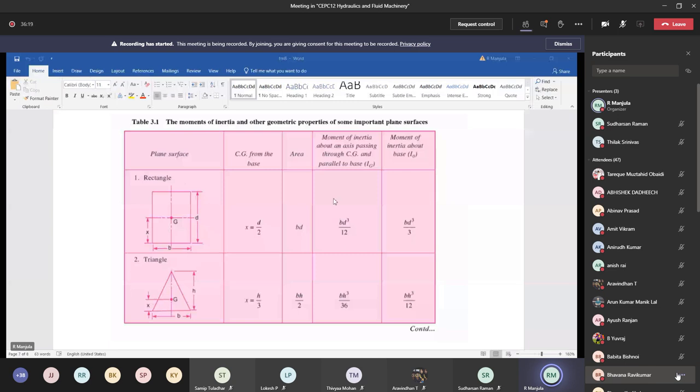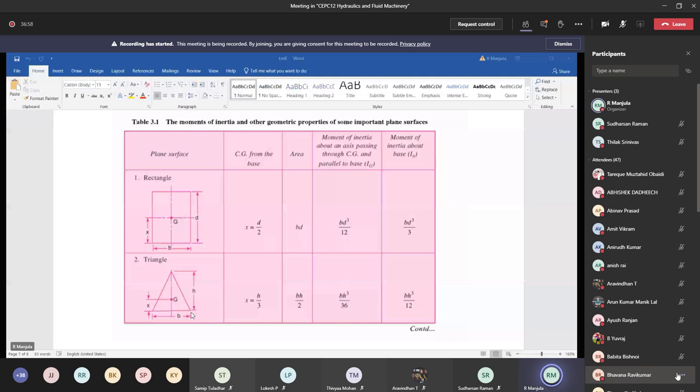Now similarly for a triangle, B is the base and H is the height, x is the distance from the base, and G is the center of gravity. Then x is nothing but H by 3. The area of the triangle is half of BH. The moment of inertia about an axis passing through the center of gravity is BH cube by 36, so Icg will be BH cube by 36. And the moment of inertia about the base will be BH cube by 12.